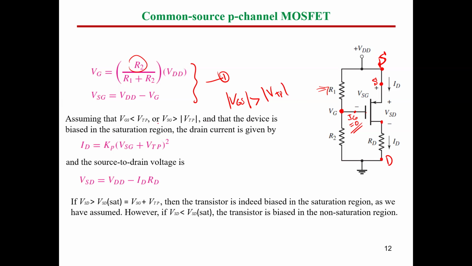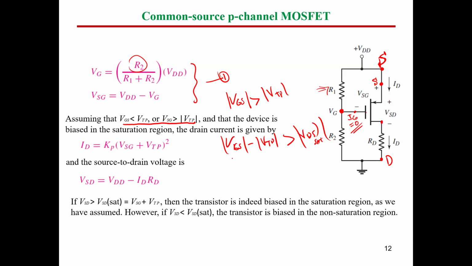Sorry, guys, there is a mathematical error here. This shouldn't be like that. So the relation should be: if VGS minus VTP is greater than VDS saturation, the same condition we have. So there is a typo in this equation. This is the correct condition again.